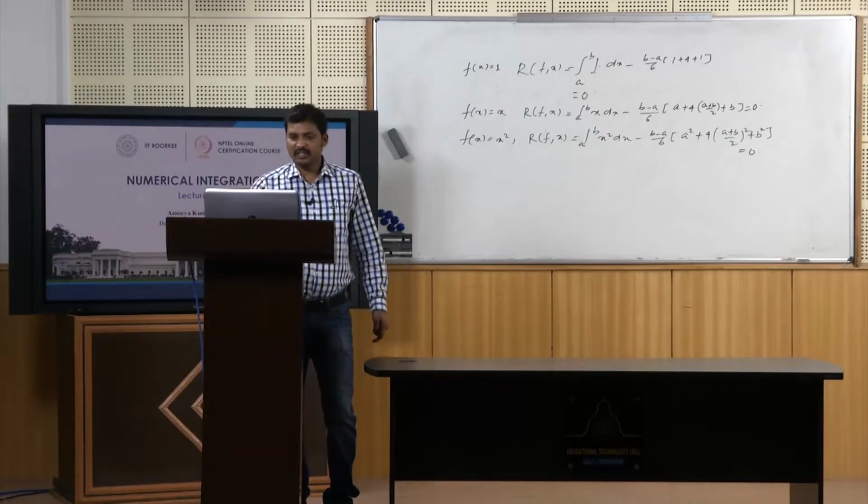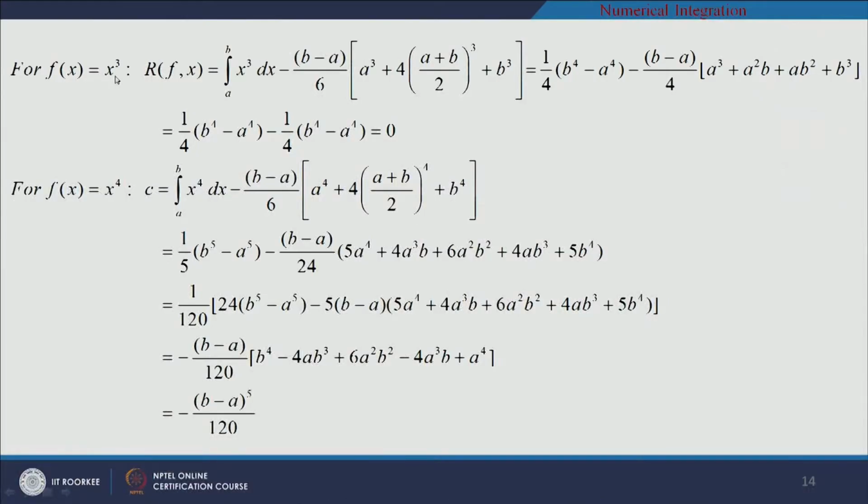If we consider f of x equals x cube, since polynomials of degree less than or equal to 3 are exact here, the error term should be exactly for degree 4, but especially for degree 3 we are getting 0 value here.